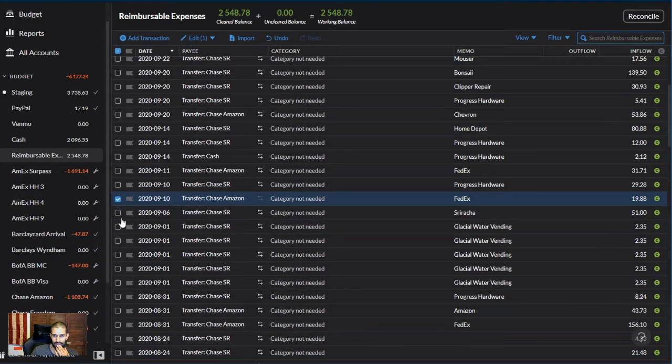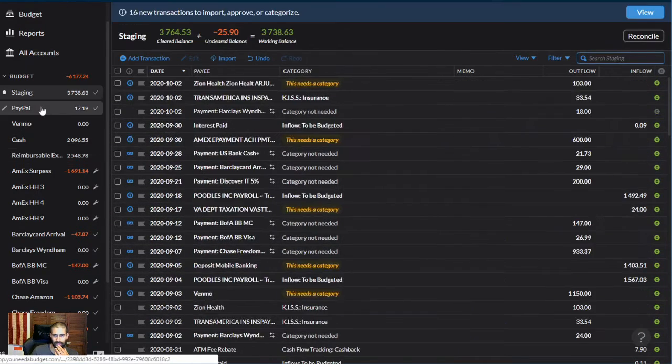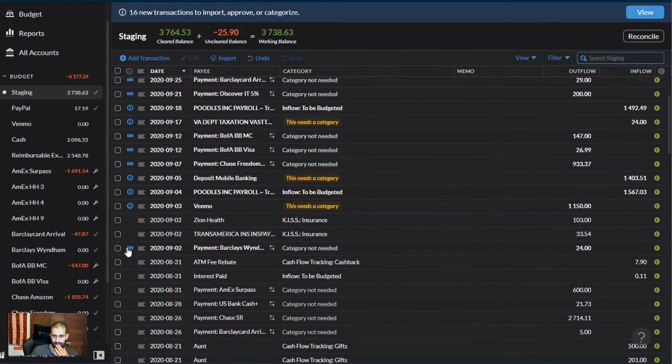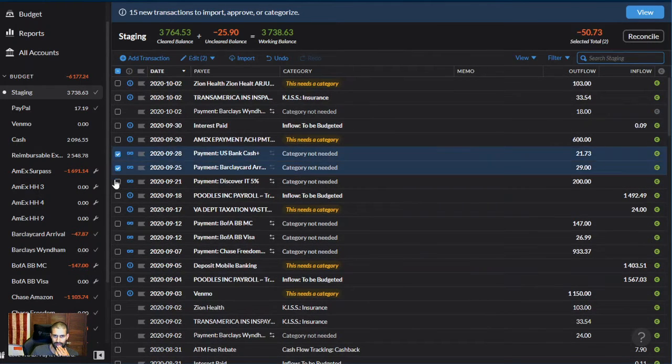That's about it. I think there's got to be a reimbursement that I got somewhere. It's going to be in the staging account. That's right. So let me go down here and let's do this. Let's get all the matched transactions out of the way first.